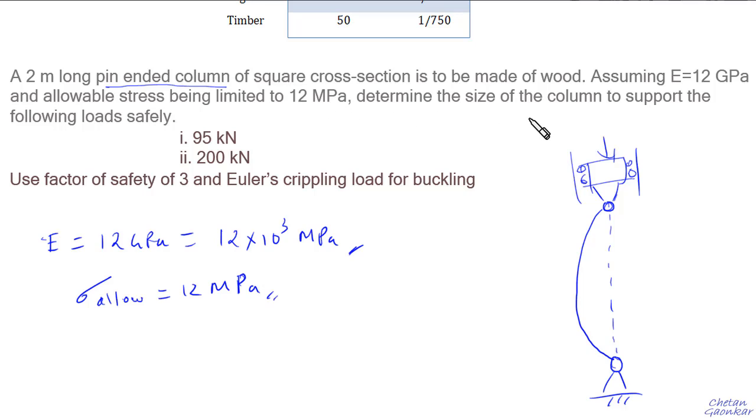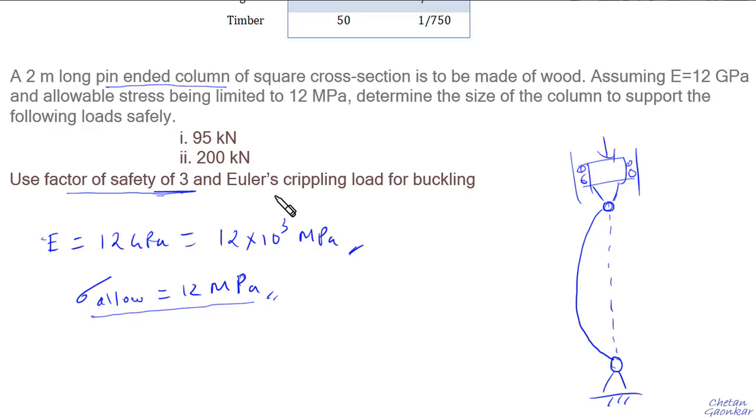We need to determine the size of the column to support the following load. So there, they are basically planning to load this column, which is made up of wood and of square cross section, to the following loads, that is 95 kilonewton and 200 kilonewton. The factor of safety to be taken is 3, because since they have given us the allowable stress, therefore we have to consider the factor of safety. Some factor of safety we will have to consider, and the Euler's crippling load for buckling.